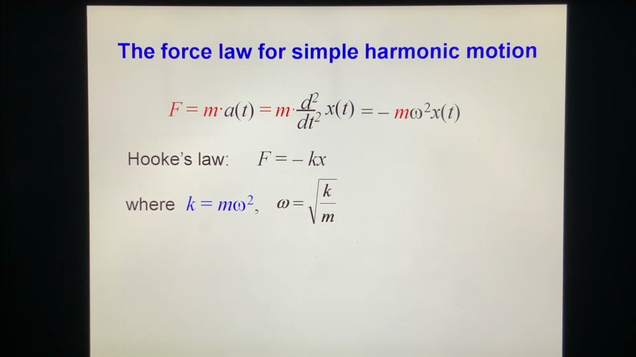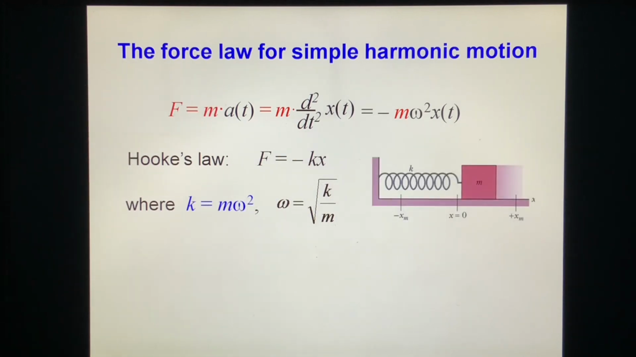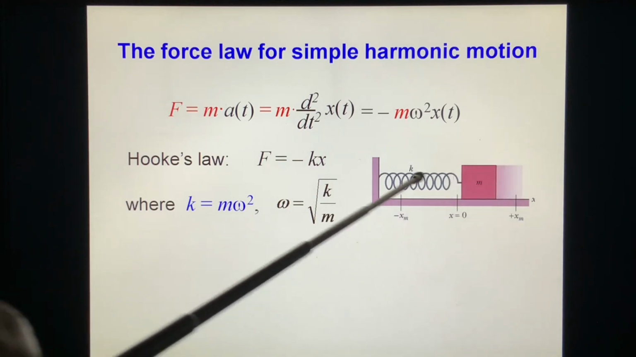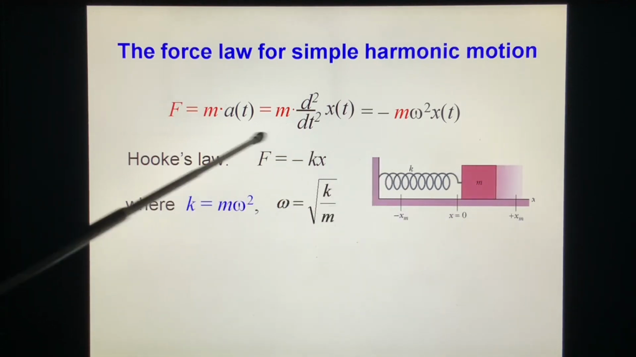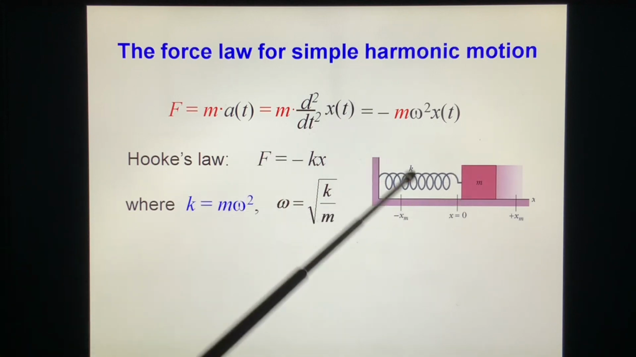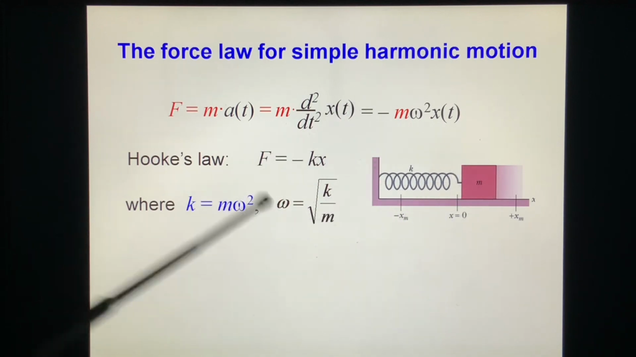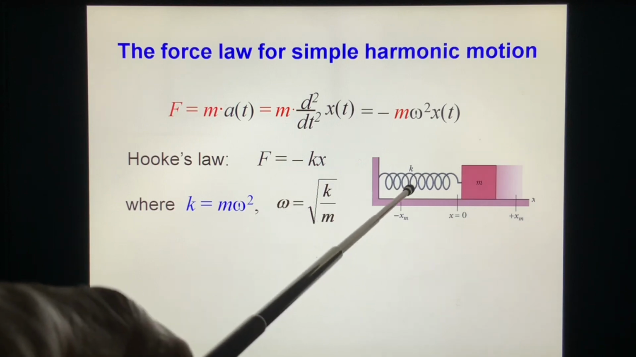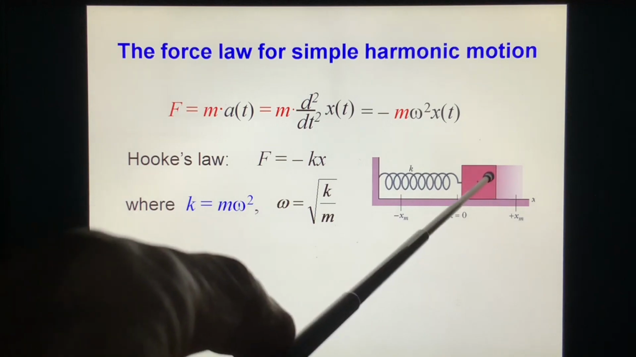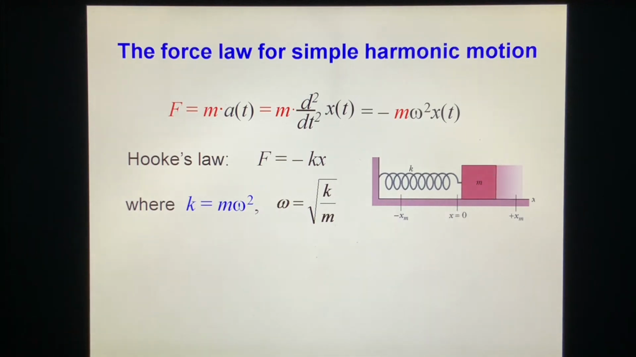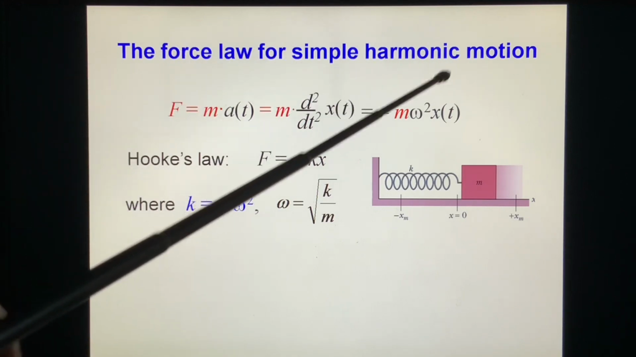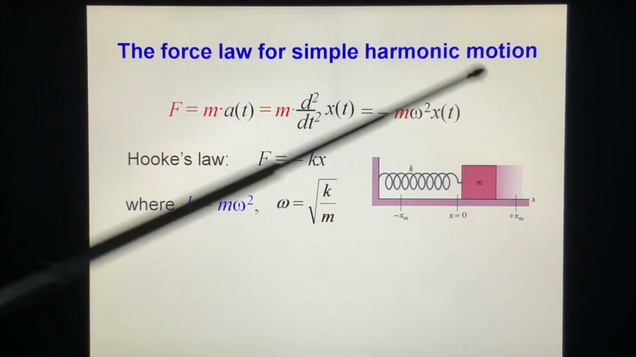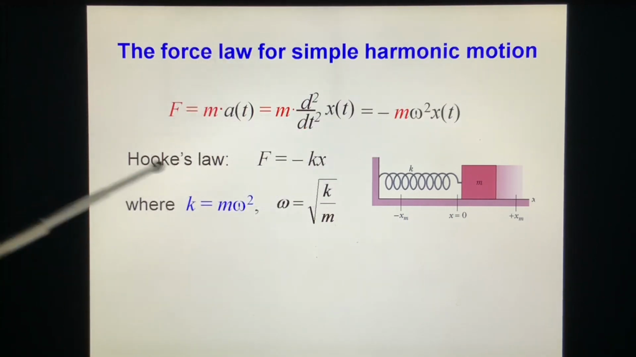Okay. So we look at this one. This block moves under the force of a spring. If the spring satisfies this, it must have simple harmonic motion. And the omega, the angular frequency, equals the square root of k over m. K is the spring constant of the spring. M is the mass of the block. And k is equal to m omega squared. This is the force law for simple harmonic motion. Simple harmonic motion must have a force which obeys Hooke's law.